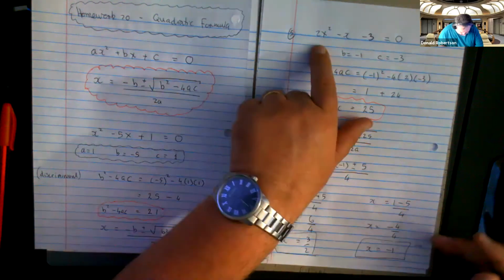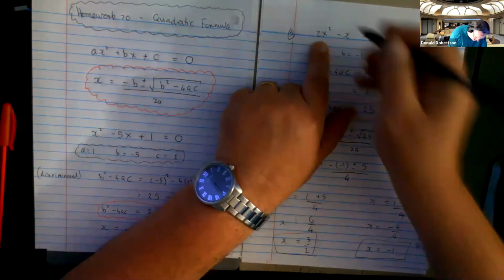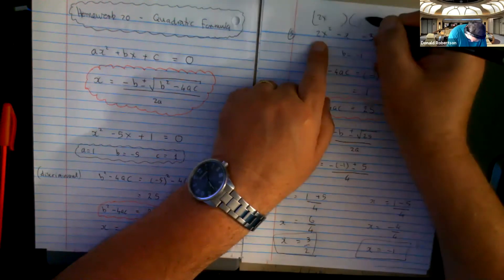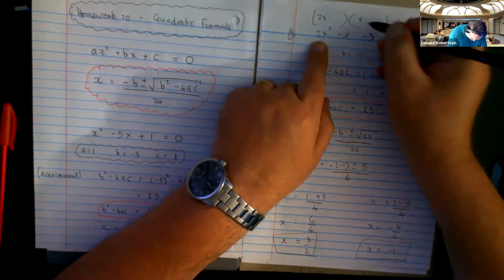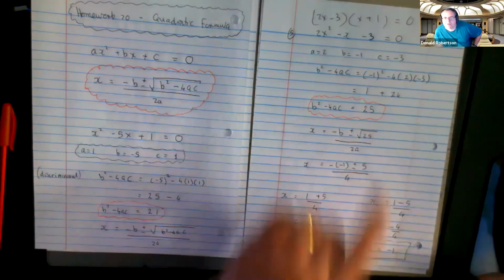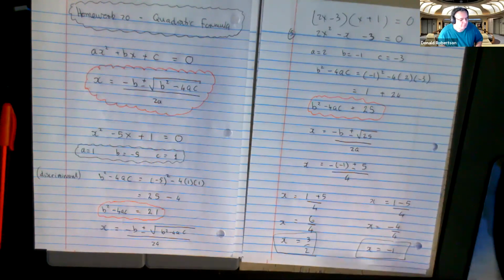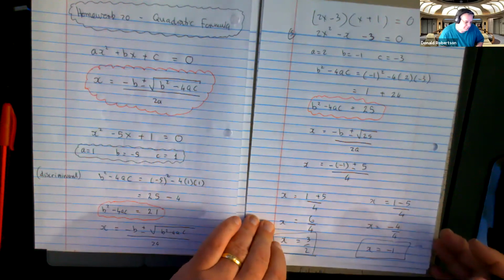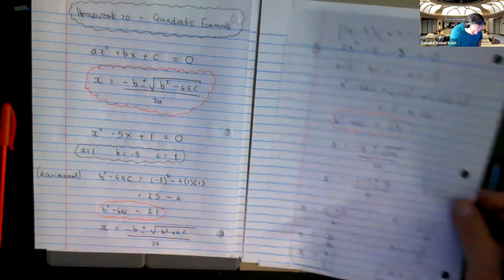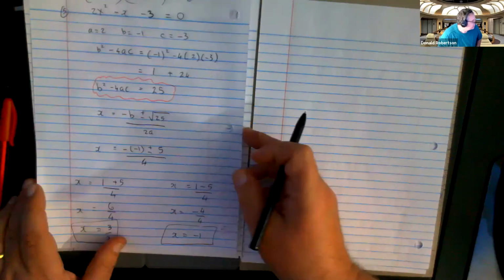You know, I could have solved that a different way. I could have solved that by factoring. And that would have given me the same two answers. So just to show you that two different techniques work. Right, I'll try and write larger now. See if this helps. Okay.